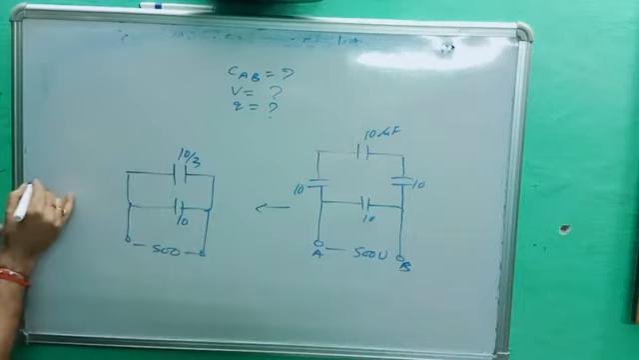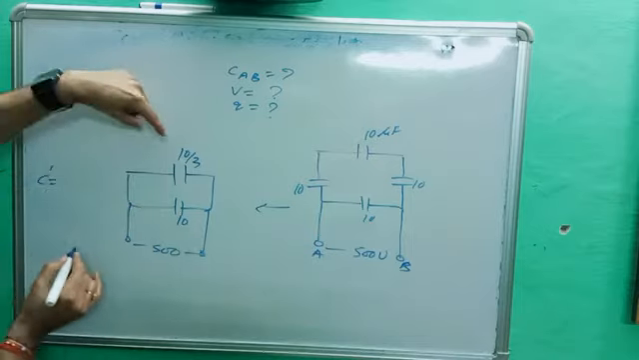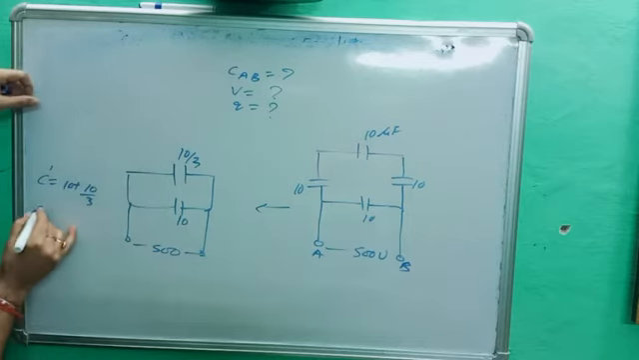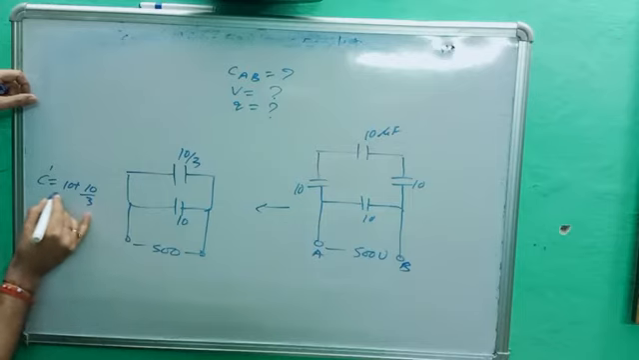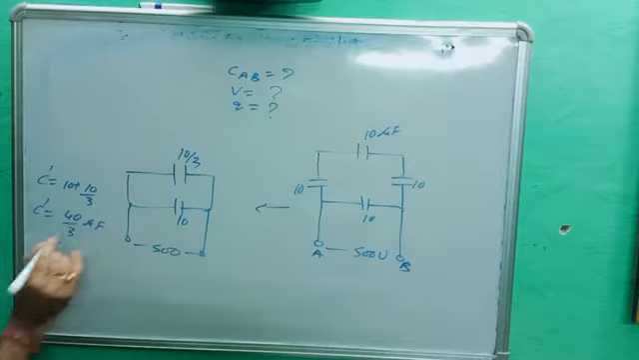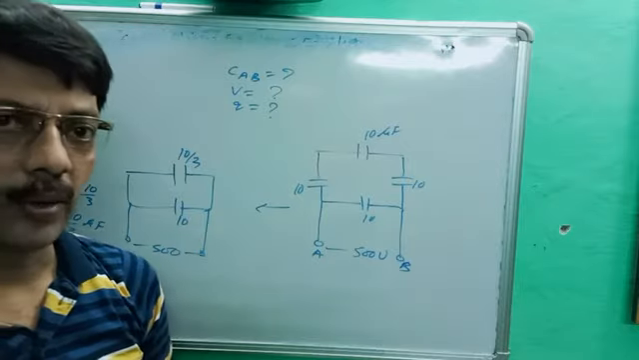So the equivalent capacitance C dash is equal to C1 plus C2 in parallel, 10 plus 10 by 3. It becomes C dash is equal to 30 plus 10, it becomes 40 by 3 microfarad. This is the first answer for you. Are you getting the point?